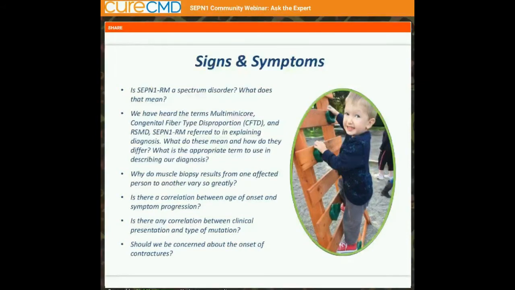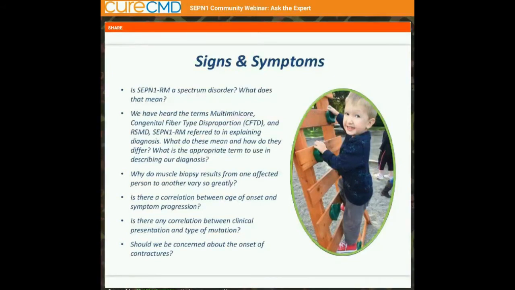So when we're thinking about trying to develop treatments, it's important if that treatment is going to be attacking the absence of that protein, then we want to know that all the patients have the same genetic condition. Getting back to what we see under the microscope, that's really a secondary effect. So whether or not you have a diagnosis of congenital fiber type disproportion or rigid spine muscular dystrophy or minicore myopathy, that's all based on the way the muscle looks under the microscope, which is your muscle's response to the absence of selenoprotein N.